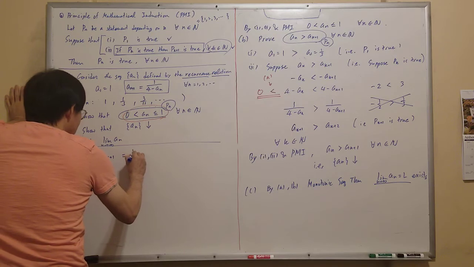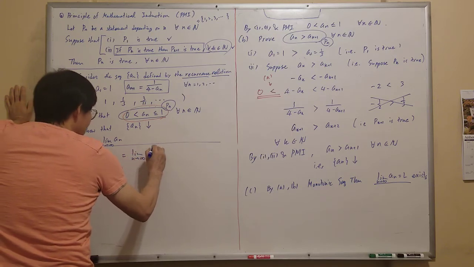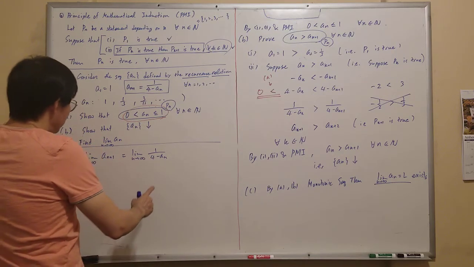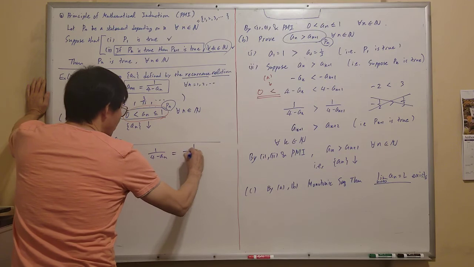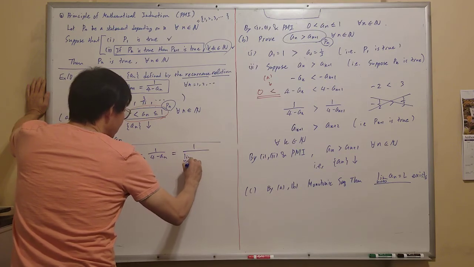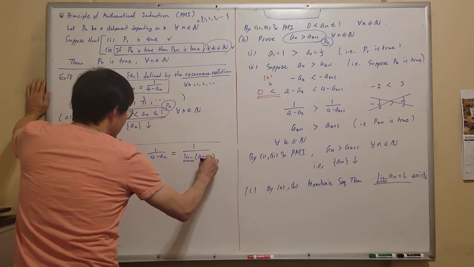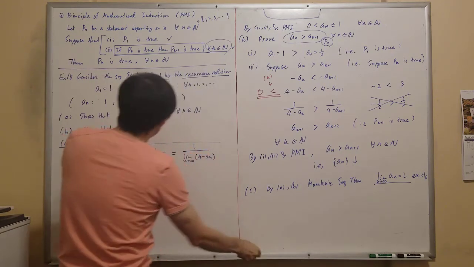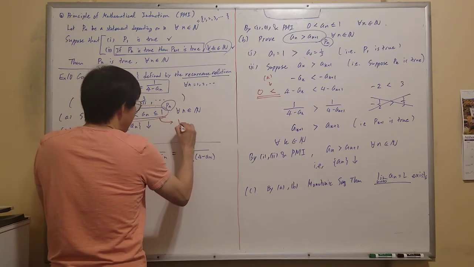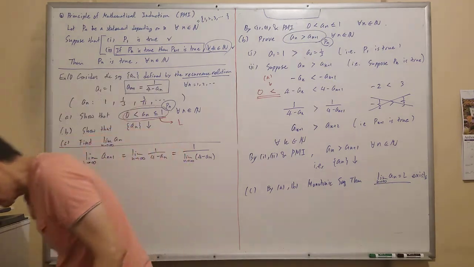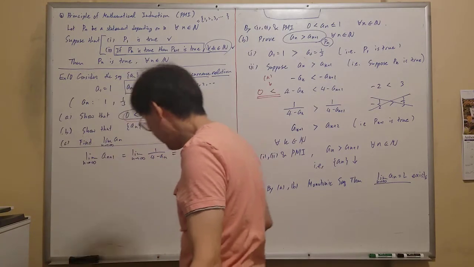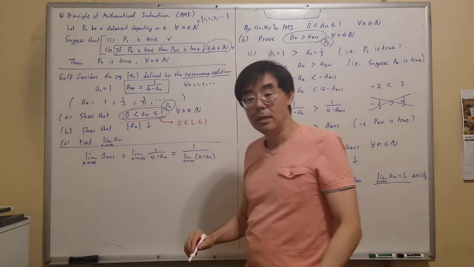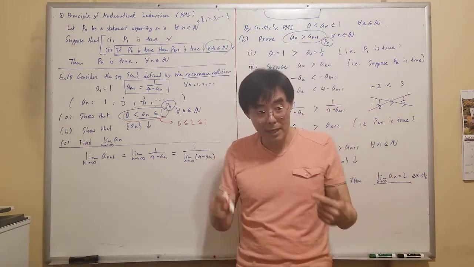A_{n+1} equals limit, n goes to infinity, 1 over 4 minus A_n. Now, this one, 1 over the limit of n goes to infinity of 4 minus A_n. We know that from this, because this is true for all n, that means our L must be between, where did it go? Between 0 and 1. Okay, let me check the recording and find the cat.